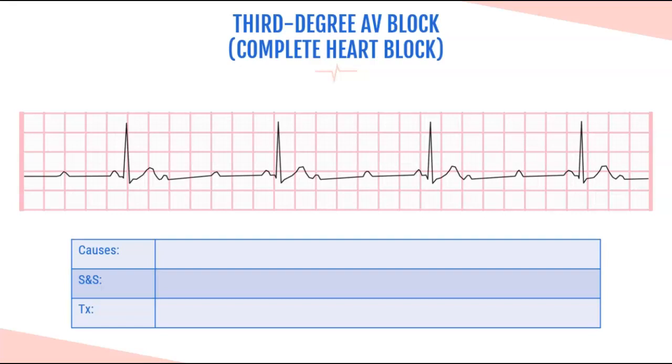Our P waves are not talking to our QRS complexes. Our atria are not talking to our ventricles. So the ventricles are beating just whenever they get an impulse. The treatment is going to be to improve the ventricular rate. We can use atropine, dopamine, or epinephrine. They might have a temporary pacemaker, and then long-term, they might need a permanent pacemaker.